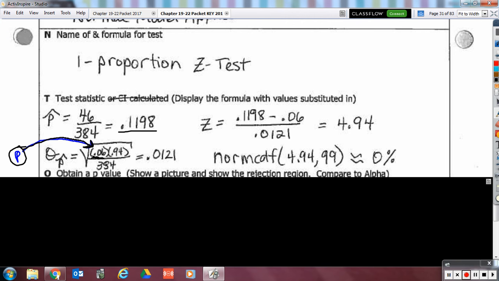Now, if you had done 0.12 here, I was just wondering, if you did 0.12, you did P hat minus P over standard deviation, what Z score did you get? 5, like exactly? Oh, okay, yeah.